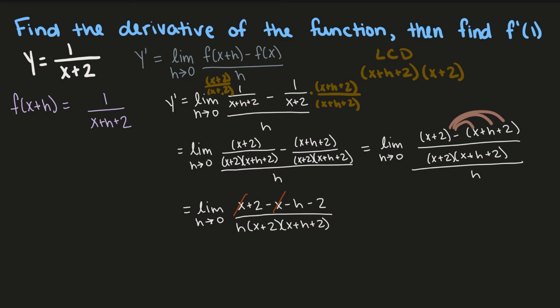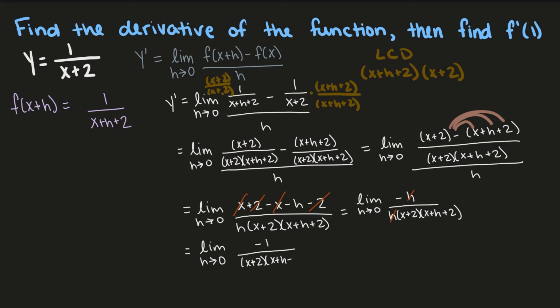Our x's are like terms and they cancel, and then our 2's are like terms and they cancel. So this becomes the limit as h approaches 0 of negative h over h times x plus 2 times x plus h plus 2. Now, our h's can cancel out. We don't have to do any factoring here. Our h's are able to cancel out right from there. So we're left with the limit as h approaches 0 of negative 1 over x plus 2 times x plus h plus 2. Now we can evaluate our limit.